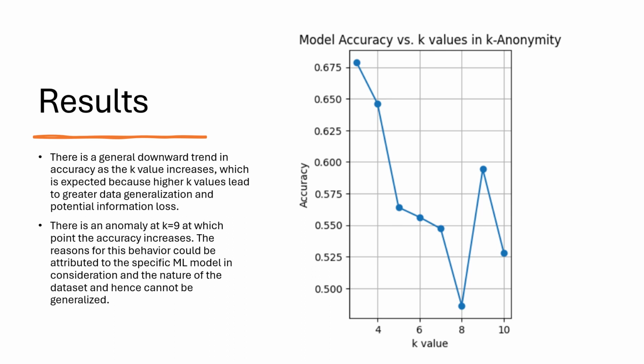Interestingly, there is an anomaly observed at k equals 9 where the accuracy unexpectedly rises. This deviation from the trend might be due to the nature of the machine learning model being used or the unique characteristics of the dataset at hand. It suggests that at this specific point, the balance between generalization for privacy and the retention of useful information might be optimal for the model's performance. However, this is a singular occurrence and might not hold true across different datasets or with other machine learning models, indicating that the observed increase in accuracy is an exception rather than a rule.